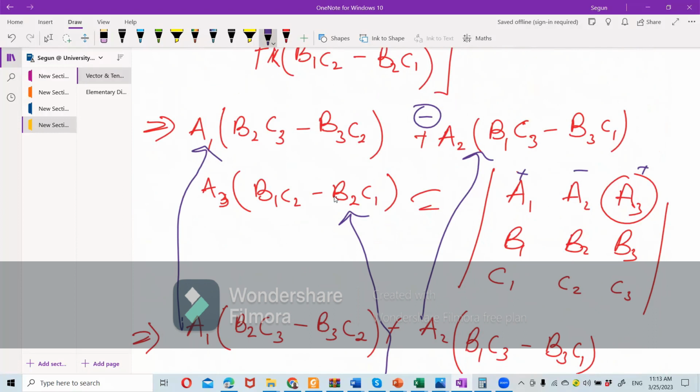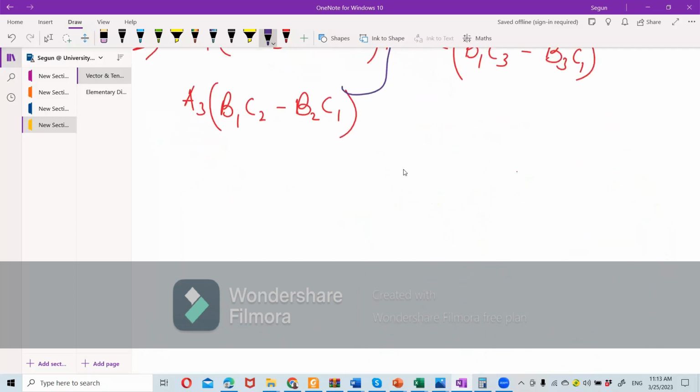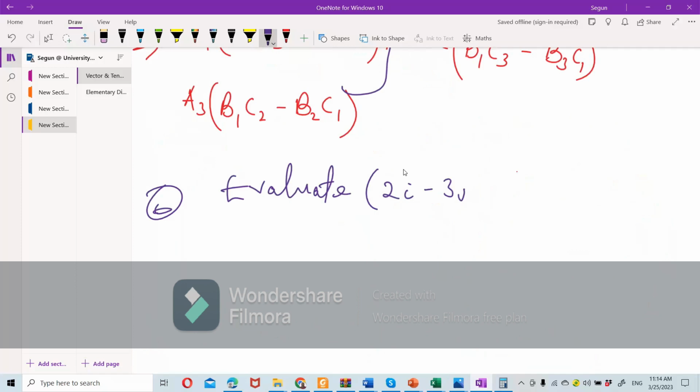Anyway, let's look at the last question. But I can ask you to go and solve it for yourself. The last question for today says, let's look at this. Evaluate 2i minus 3j dot i plus j minus k cross 3i minus k.